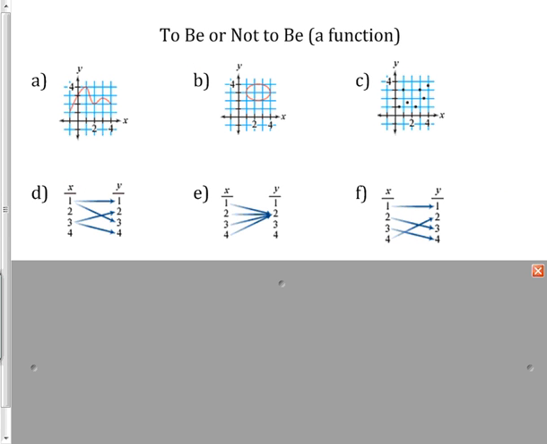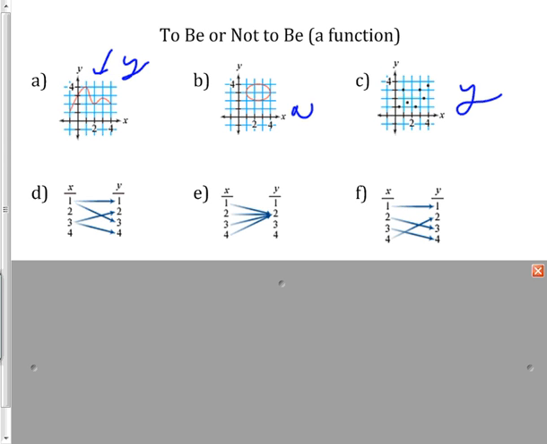And to be or not to be a function. You remember that part at the beginning about passing the vertical line test? And the other thing about one input should have only one output. If one of the inputs has 2 different outputs, it's a problem. So this is easy. Vertical line test. Is it a function or not? Yep. How about this one? Nope. How about this one? Yes. It passes the vertical line test.